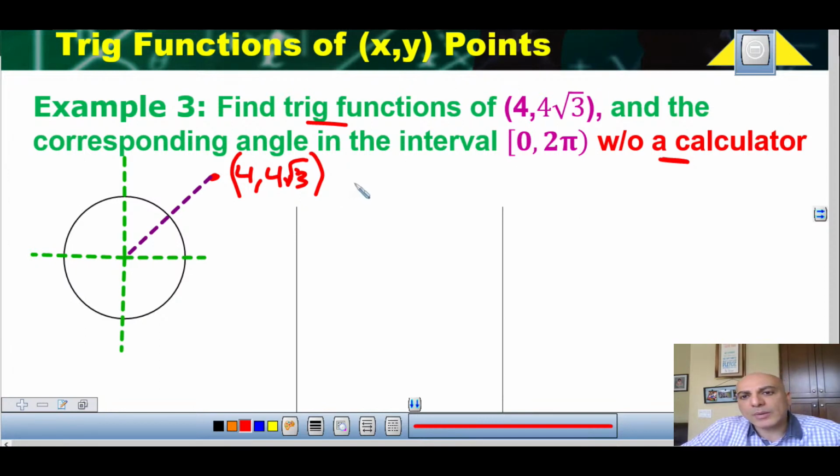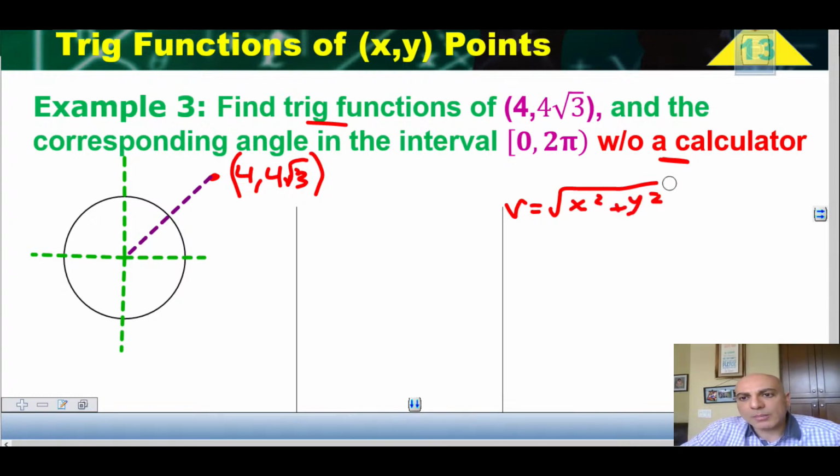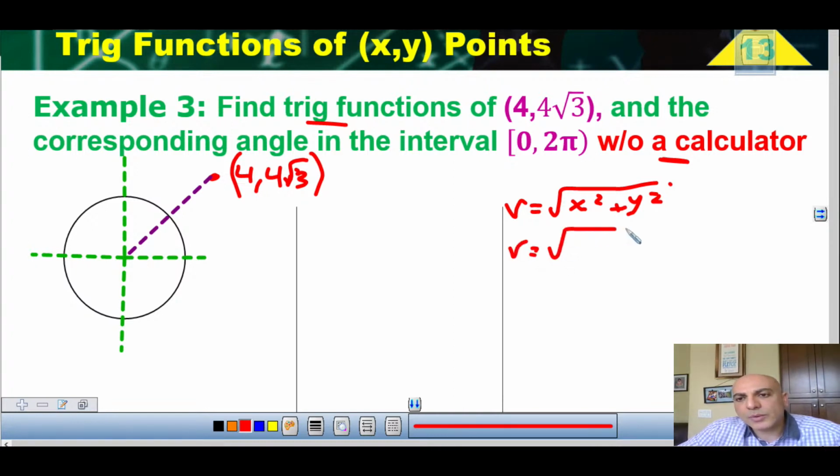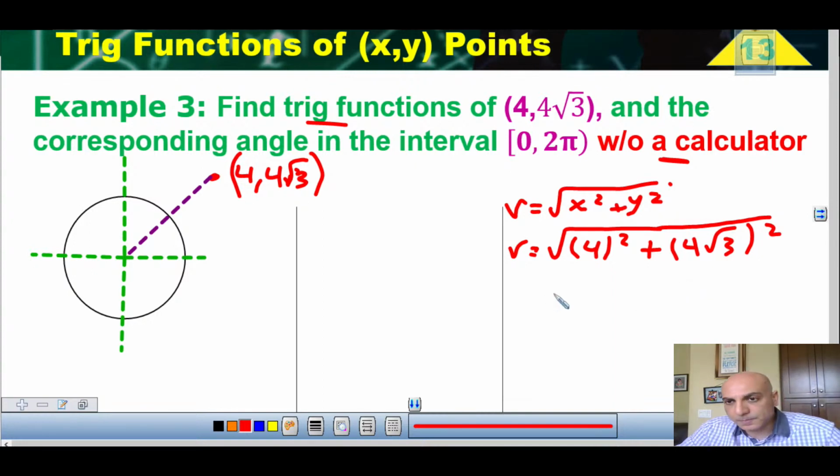So following what we talked about before, the r. Let's say r equals the square root of x squared plus y squared, and this is going to be a little bit tricky, okay? r equals the square root of 4 squared plus 4 square root of 3 squared. Are you serious, Armani? Yes, I am serious. I know this is 16. I know this is 16. But how much is that?